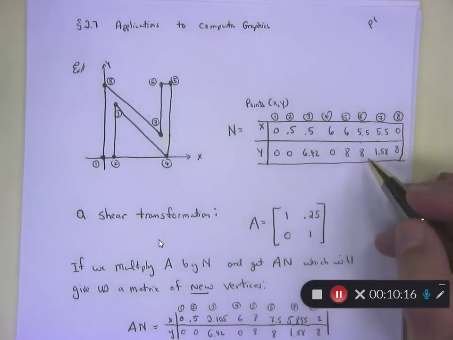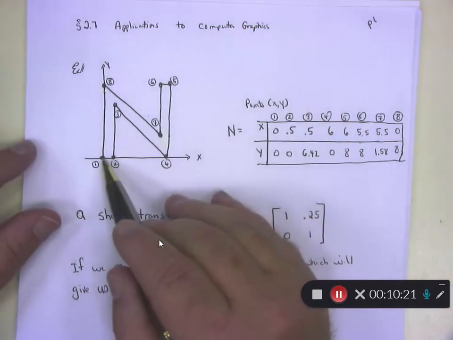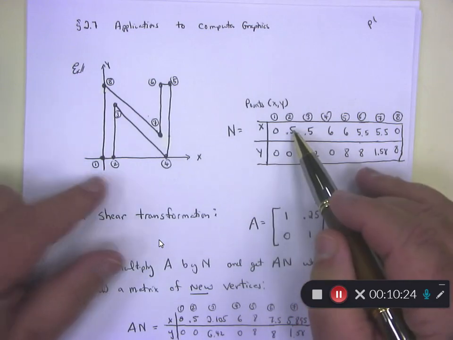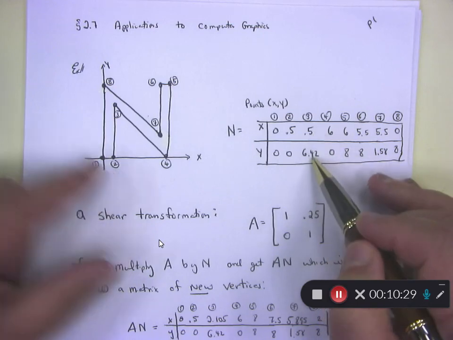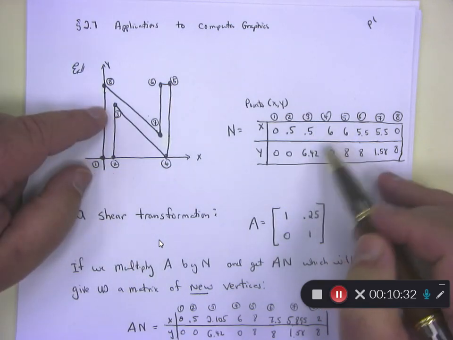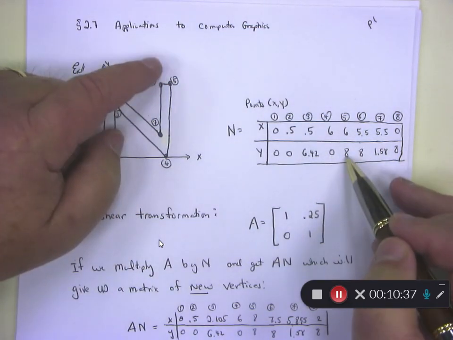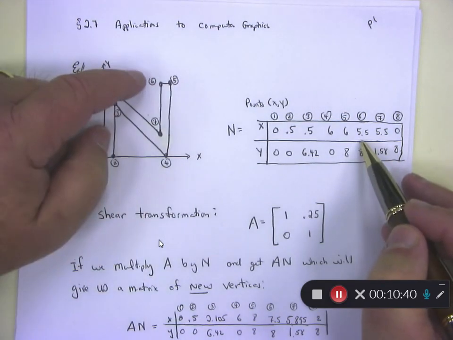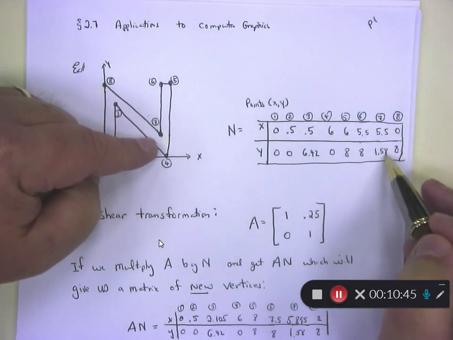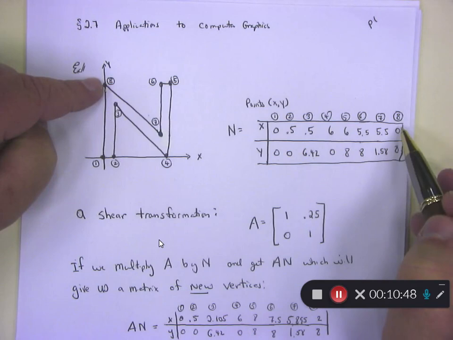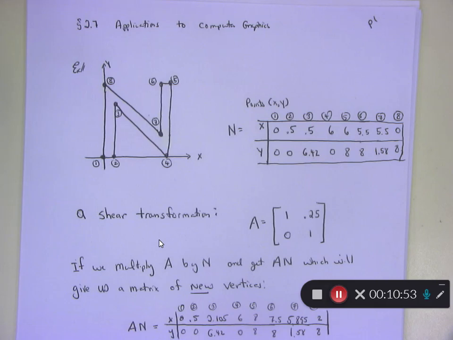You can look at them as vectors, or as points. So 1 is at the point (0, 0), 2 is at the point (0, 0.5), 3 is at the point (0.5, 6.42), 4 is at the point (6, 0), 5 is at the point (6, 8) straight up there vertically, 6 is at the point (5.5, 8), 7 is at the point (5.5, 1.58), and then 8 is at the point (0.5, 0.5). Okay? So we have this nice little N here.